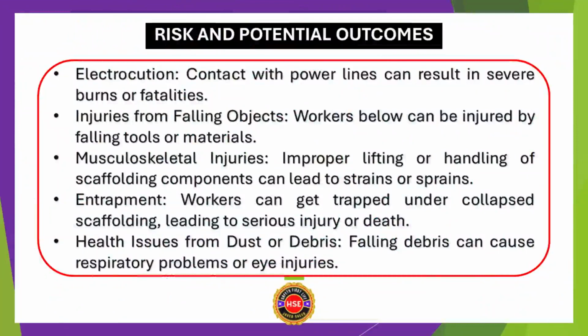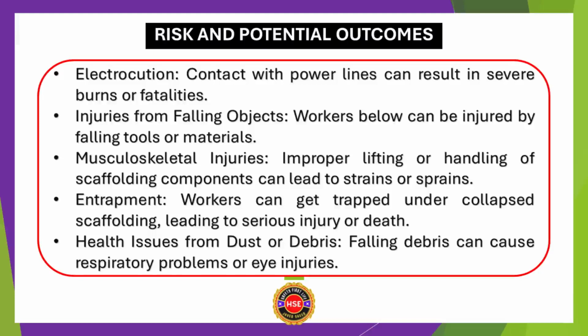Number 4, injuries from falling objects. Workers below can be injured by falling tools or materials, and probably this will be a head injury, and head injury is always lethal. Life is at risk and safety of the project at stake. Number 5, musculoskeletal injuries. Improper lifting or handling of scaffolding components can lead to strains or sprains. Number 6, entrapment. Workers can get trapped under collapsed scaffolding, leading to serious injury or death.